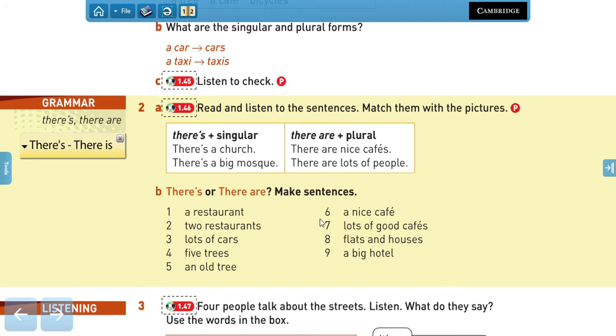There are lots of good cafes. There are flats and houses. And the last one, there's a big hotel. Very good.